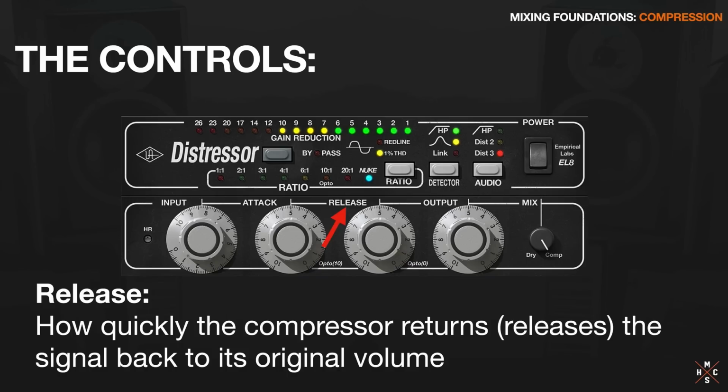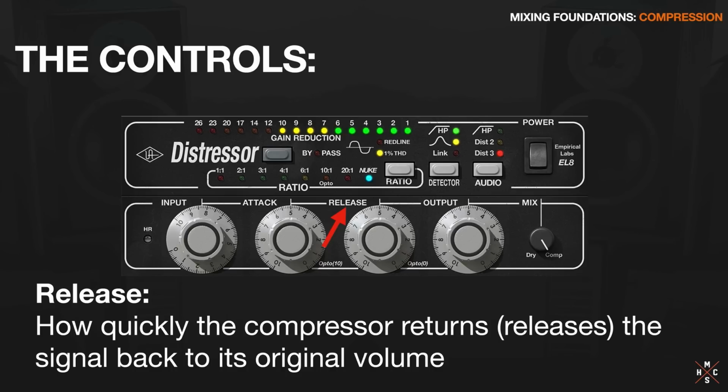Then after attack, we've got release. And release is just how quickly the compressor returns or releases the signal back to its original volume. So a fast release is going to very quickly let the signal go back to its original level after it kicks in. So the signal hits the threshold, compressor kicks in based on ratio and attack time, and then with a fast release, it's just going to be like, boom, compress, and then give it right back.